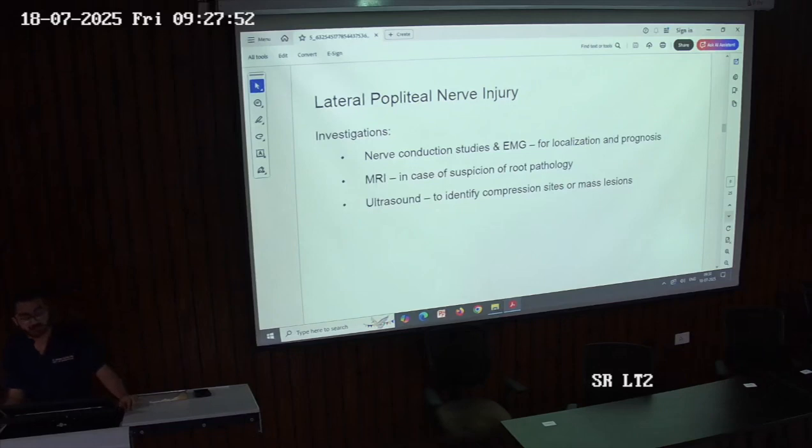Now the investigations: the nerve conduction study, electromyography for localization and prognosis, MRI in case of suspicion of root pathology. What do you mean by root pathology? Now there are nerve roots around the spinal cord from which the parent nerve arises and then the branches go on further. So if there is some sort of disc compression, disc prolapse, because of which there is compression around the root, then it can eventually lead to nerve pathologies around the path ahead. So we can do MRI to rule that out, and ultrasound to identify compression sites or mass lesions.